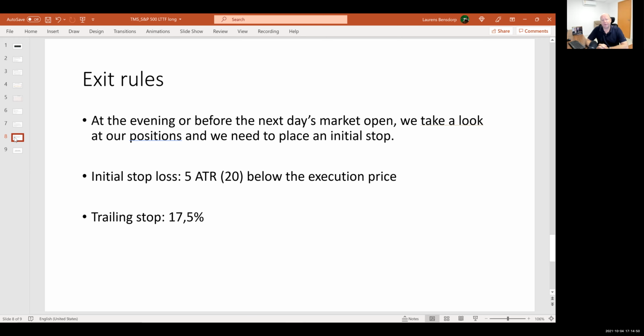Another benefit as well is that with a 5 average true range, if we use the average true range, we use the volatility of the stock as well. So with a very volatile stock, we will have a wider stop loss. And if the stock is not volatile at all, it will be a smaller stop loss. That's the way how we treat every stock the same as far as the volatility.